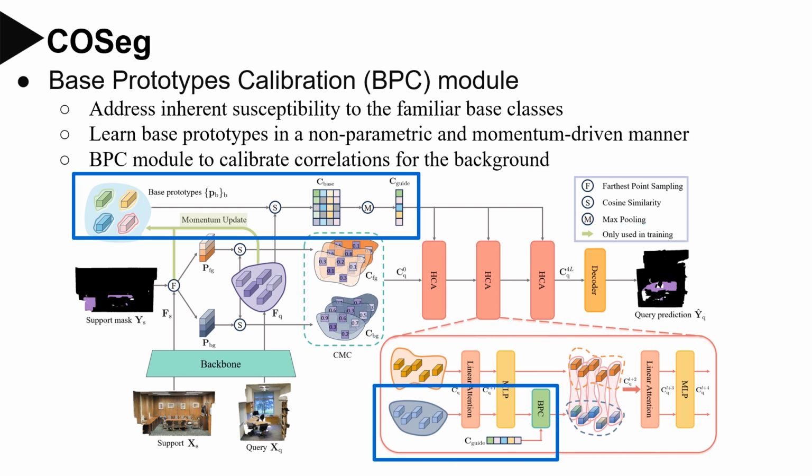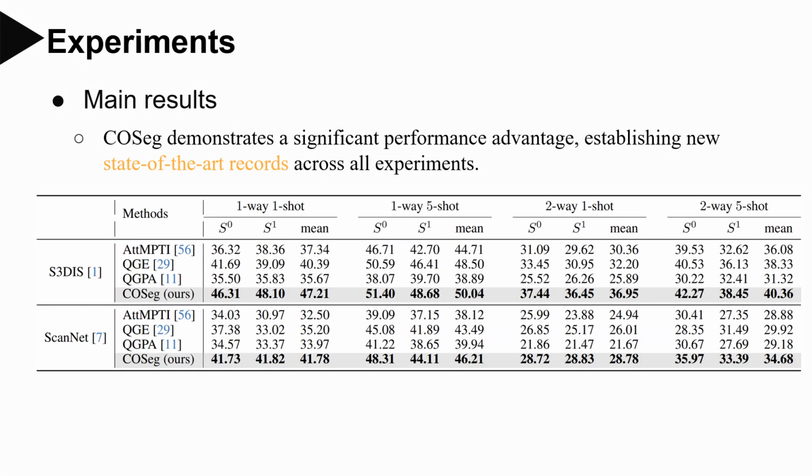Moreover, few-shot models undergo training on base classes and are evaluated on novel classes. These models are inherently susceptible to familiar base classes within the test scenes, hindering the accurate segmentation of novel classes. To address it, we propose learning prototypes for the base classes in a non-parametric manner. When segmenting the novel classes, a query point corresponding to the base classes should be considered as background. Therefore, leveraging base prototypes, we introduce the BPC module to calibrate correlations for background within HCA, mitigating potential interference from base susceptibility.